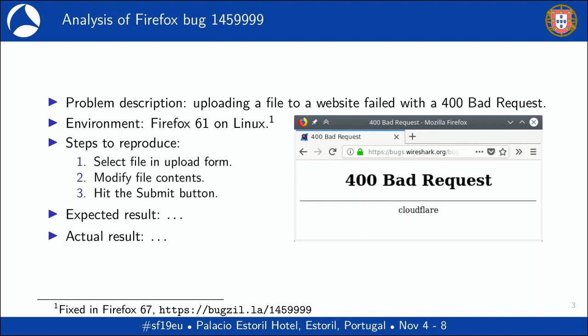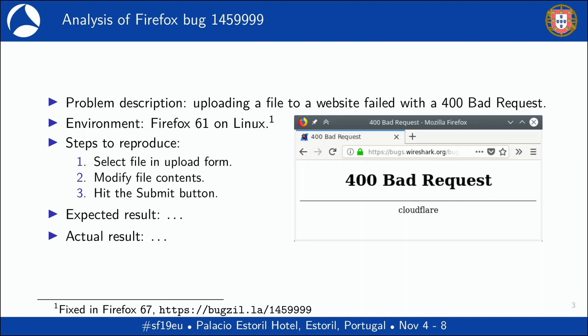In this example, we had an issue where whenever you upload a file, it would fail with a bad request. To reproduce this, we had to select a file in a form, modify the file, for example, shrinking the packet capture, and finally uploading this packet capture to a bug report. What I would expect is a new bug report with the packet capture attached. What actually happened is a bad request, and this is particularly scary because usually if something goes wrong, you don't get a white page, you get a nice error message saying the origin's down or something like that. But this indicates something really, really bad.